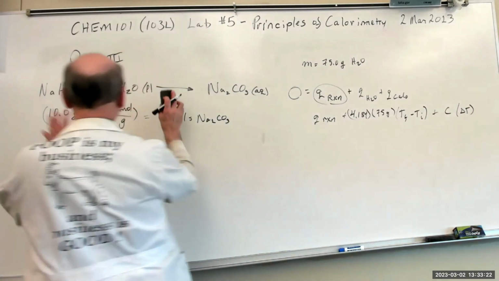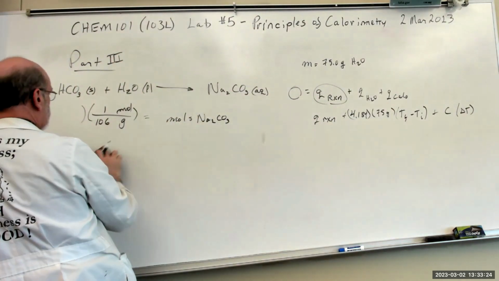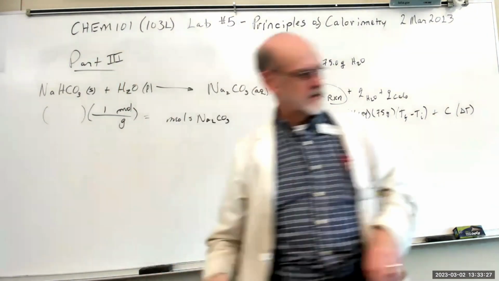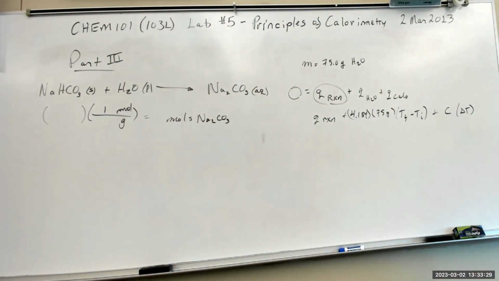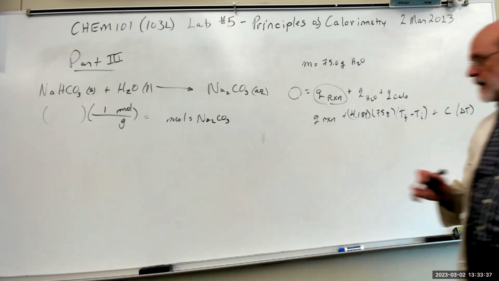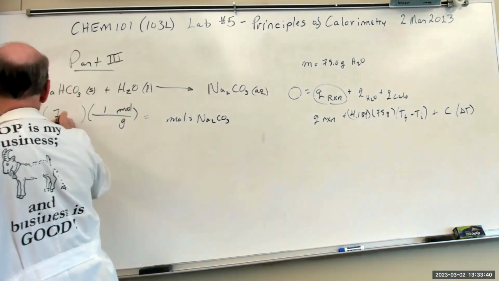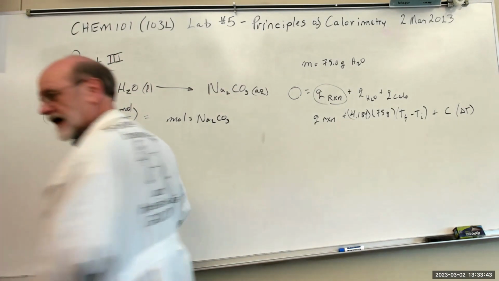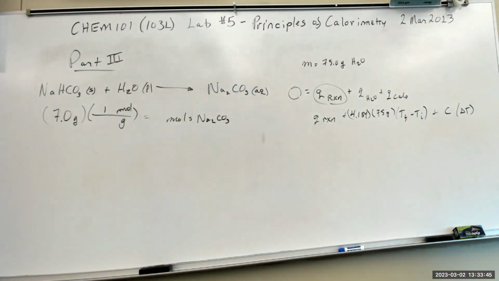Okay, so for 3, we'll do this, and we're going to use a different mass for the bicarbonate. It's about 7 grams? 7.0, yeah. Close to 7.0. Again, you don't have to get exactly that. And then the molar mass is sodium, that's sodium carbonate, sodium bicarbonate. Wait a minute. Sodium carbonate.